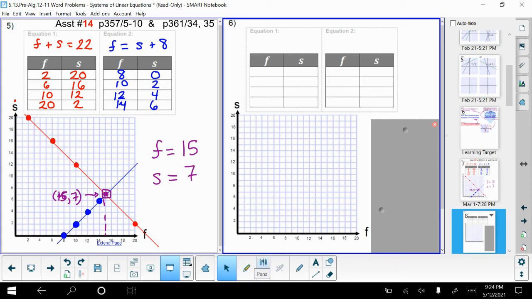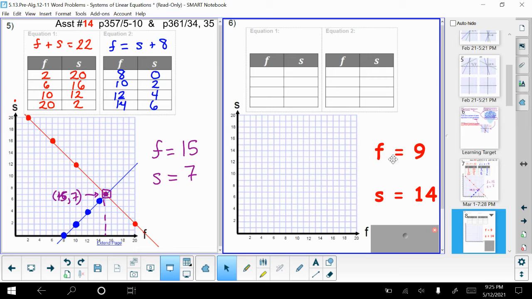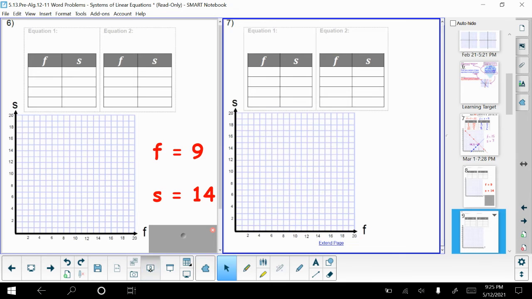So I hope by now you've come up with 2 equations that are going to be slightly similar to what we have over on the first one. And when you come up with those 2 equations and you graph the lines, you should get the first number is 9 and the second number is 14. So pause if you want to go back and check your work. If you have any questions, bring some questions to me. Let's keep on going with number 7.